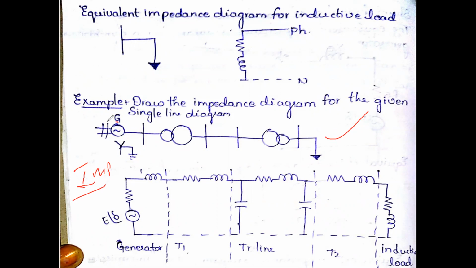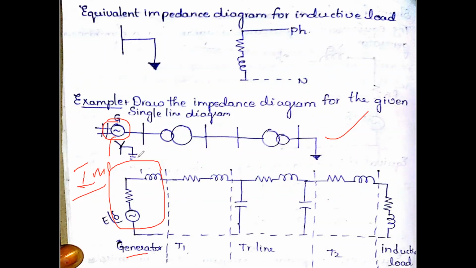This is a generator. The generator will be represented as a series impedance and a voltage source. So this is the generator part.